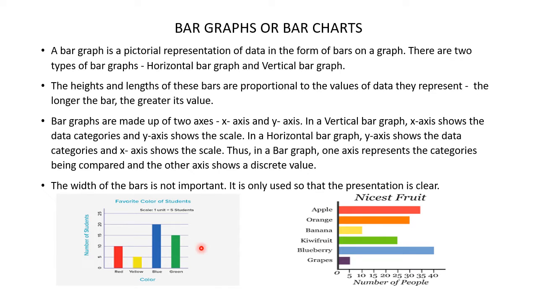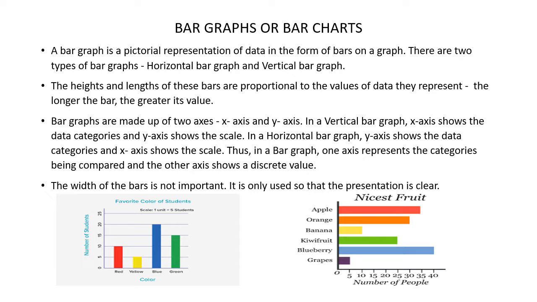In a vertical bar graph, the x-axis shows the data categories. Here this vertical bar chart is regarding the favorite color of students. So this x-axis shows the various colors, red, yellow, blue, green, etc. And the y-axis shows the scale. Here it is the number of students.